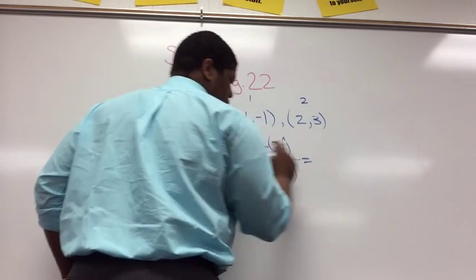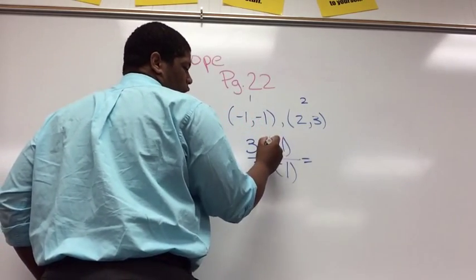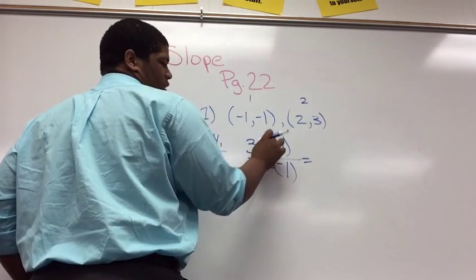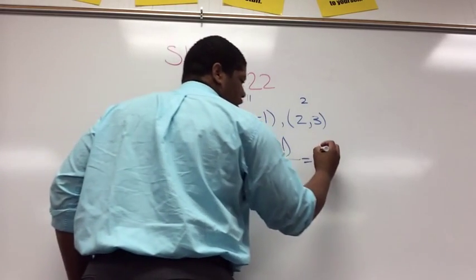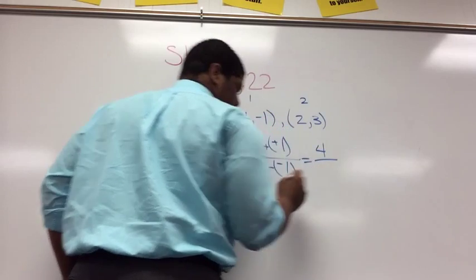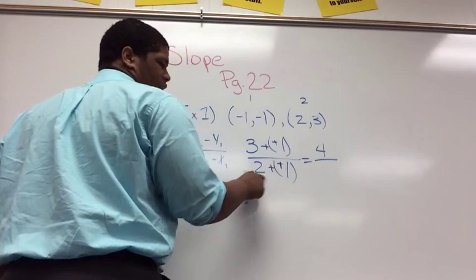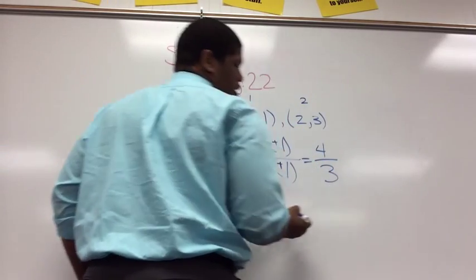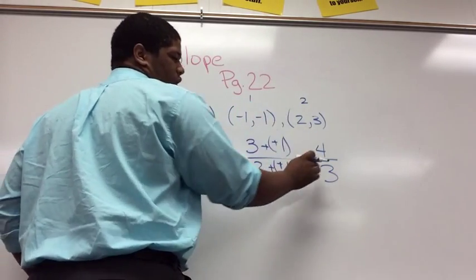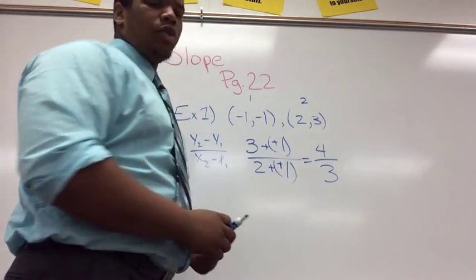And so 3 minus -1, both of these are going to be positive because there are two negative signs together. And that's going to give me 4. And 2 minus -1, remember both of these become positive, is going to give me 3. So my slope for these 2 points is 4 over 3, or 4/3.